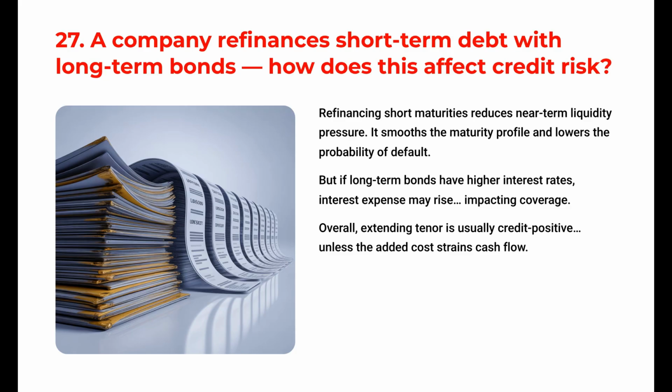A company refinances short-term debt with long-term bonds. How does this affect credit risk? Refinancing short maturities reduces near-term liquidity pressure. It smooths the maturity profile and lowers the probability of default. But if long-term bonds have higher interest rates, interest expense may rise, impacting coverage. Overall, extending tenor is usually credit positive, unless the added cost strains cash flow.